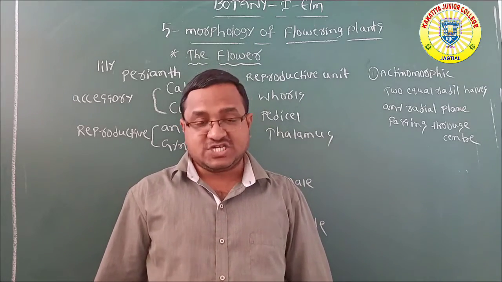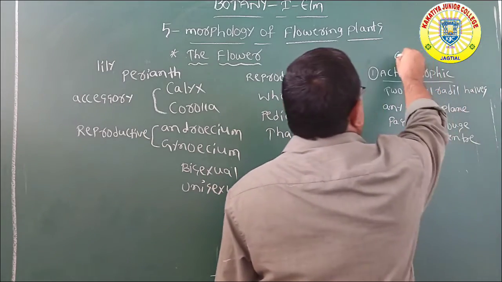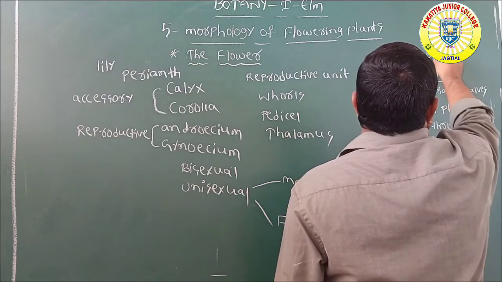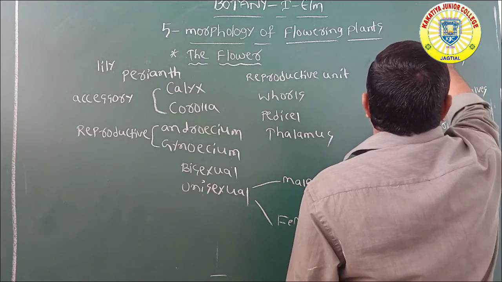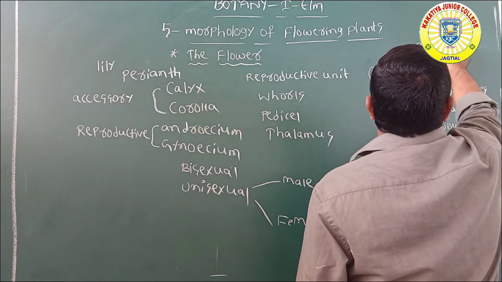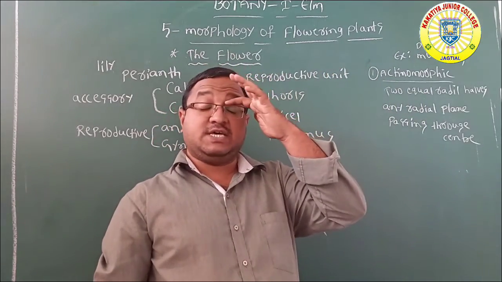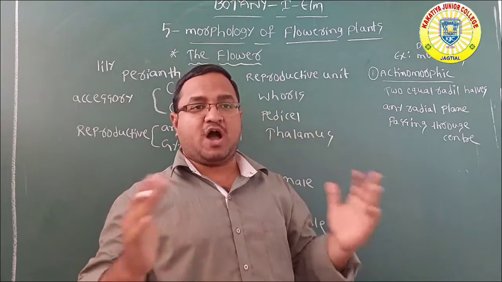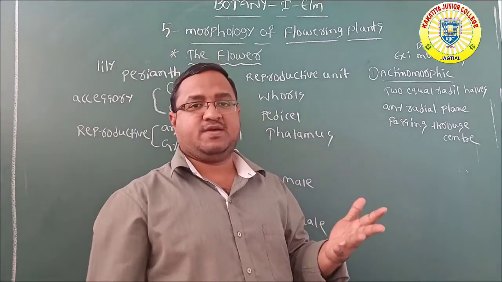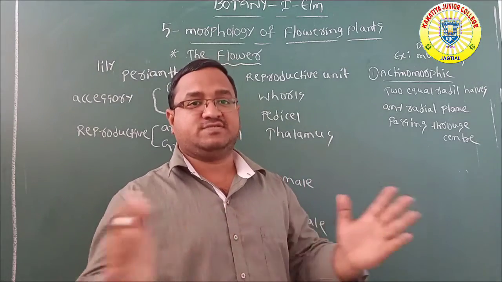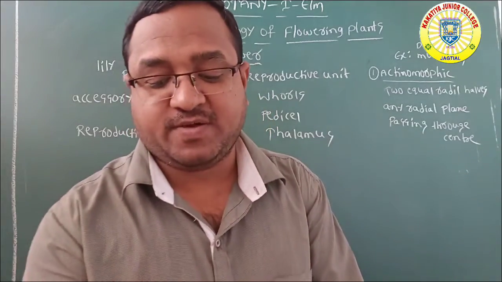Best examples of actinomorphic are mustard and datura, Datura stramonium. Especially in these flowers, you can see we can divide them into two equal halves in any radial plane passing through the center. You can divide the flower into two equal radial halves. So that is actinomorphic.